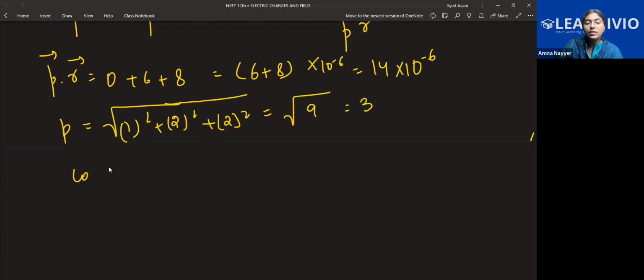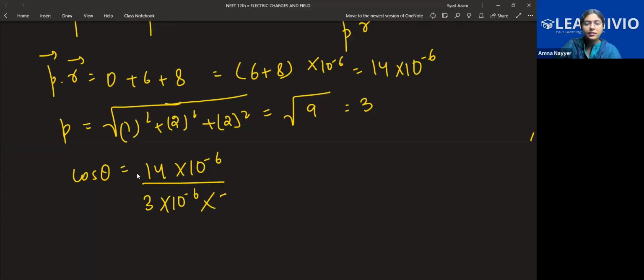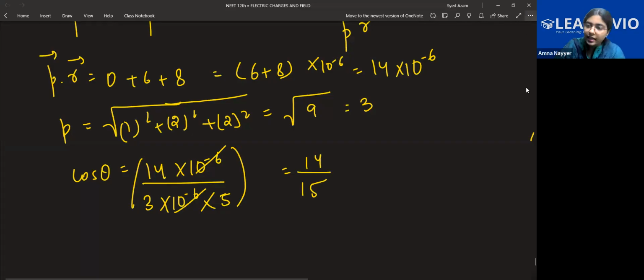Now let's write what is cos theta. Cos theta is P dot R, which is 14 into 10 to the power minus 6, divided by P into R. P is 3 into 10 to the power minus 6, because this is the dipole, and R is 5. So 10 to the power minus 6 gets cancelled. This becomes 14 divided by 15. So you have the value of cos theta as 14 by 15.